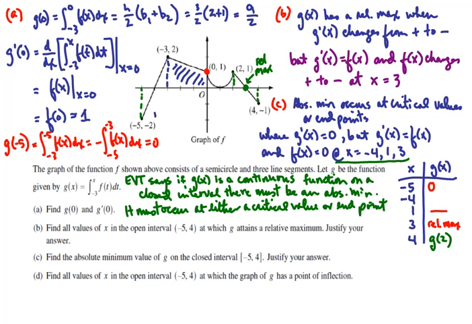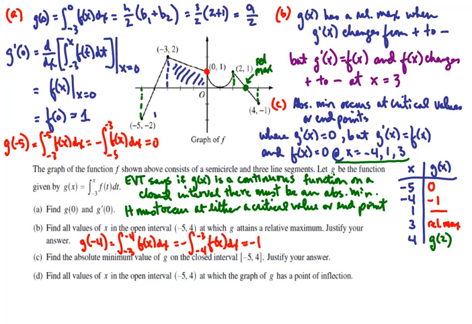Now the only other place that we need to test is at x equals -4. In a similar way, g of -4, which is defined to be the integral from -3 to -4, is the opposite of the integral from -4 to -3, which turns out to be a triangle with a base of 1 and a height of 2. So it has an area of 1. And so g of -4 is going to be -1.